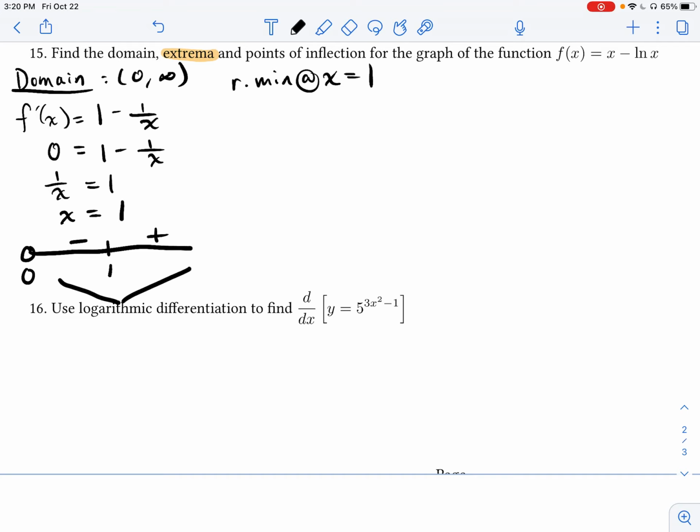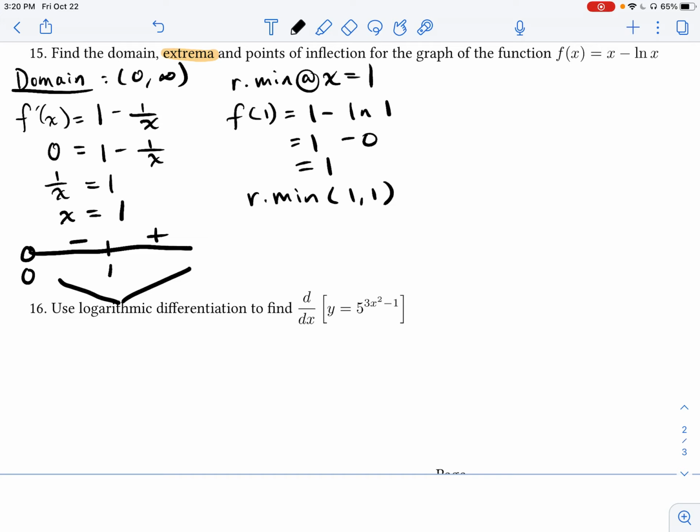Now, where is my relative minimum? I've got to plug 1 into my function. The natural log of 1 is just 0, so I can say it's 1. So my relative minimum, let me actually write that. The relative minimum is (1, 1). Okay, so I found my extrema.